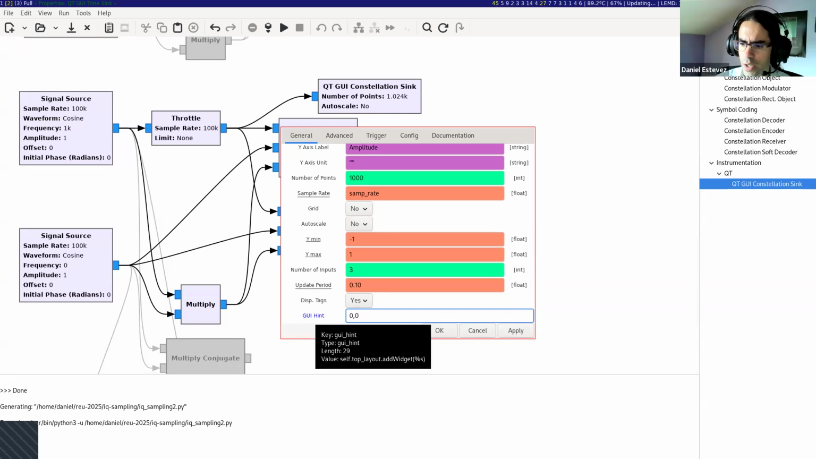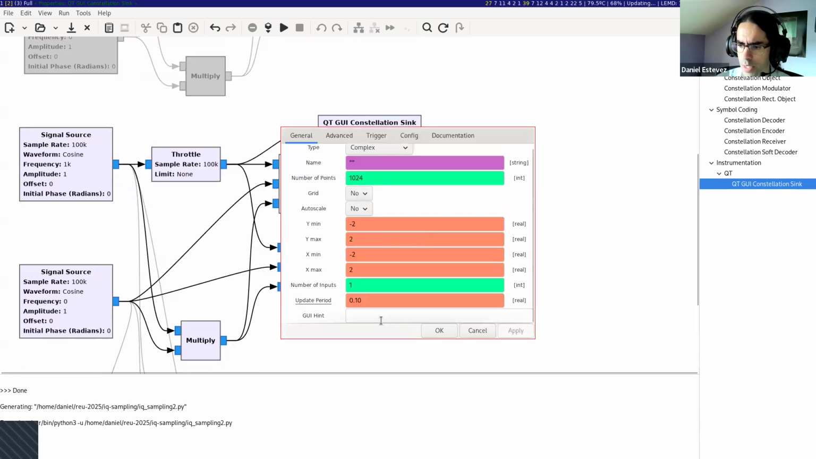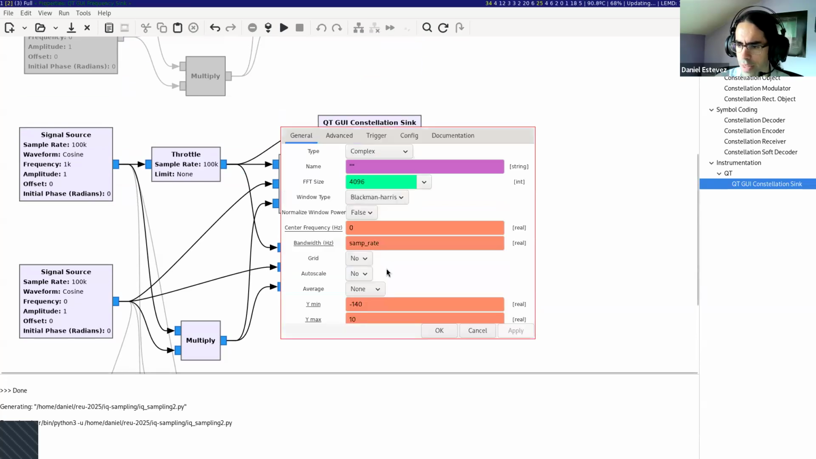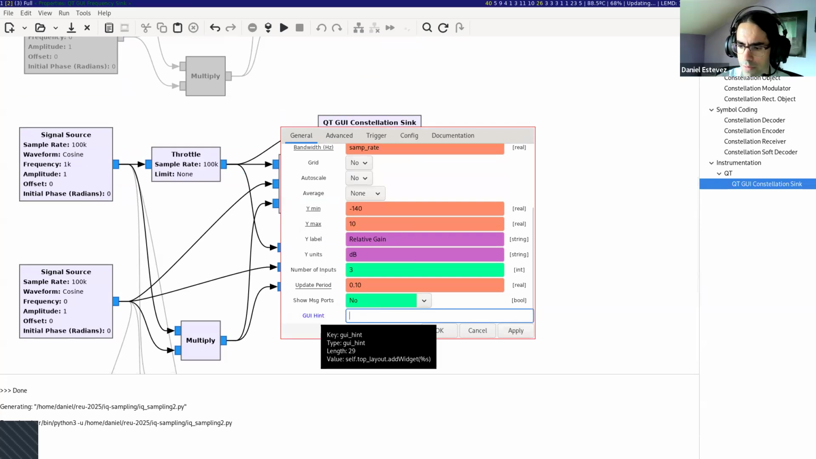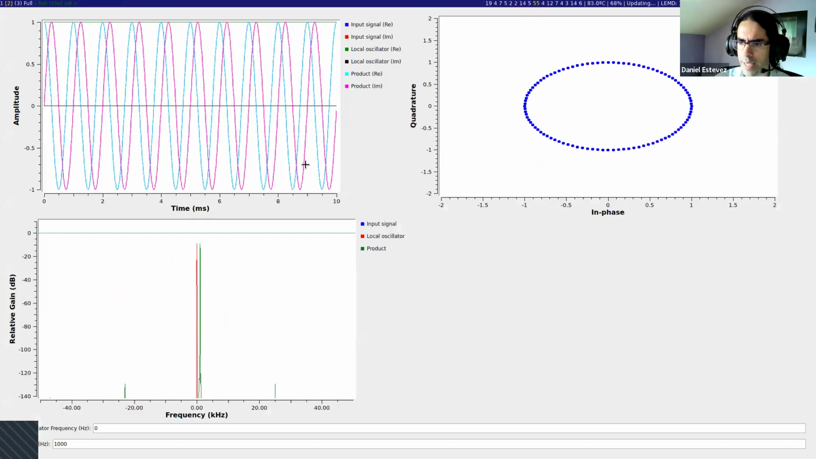So think about coordinates for a matrix or something like that. If we want to put this in the first row, first column, it should be 0, 0. Everything is numbered beginning at 0. So 0, 0, first row, first column. And I want to put the constellation sink in the first row, second column, so 0, 1. And then this one, maybe I want to put it on the second row, below the other two plots, first column, so that is 1, 0. And then if I click play, we can see things are as we wanted them to be.